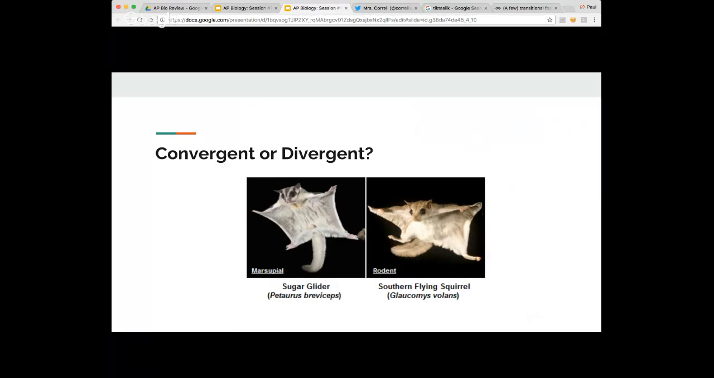All right, so if you have said that this is convergent evolution, you are correct. Even though these two organisms look so similar and they've both developed these wing flaps to help them glide along, they use the same mechanism, but they are not closely related. Marsupials and rodents are really not that close. It was just that the skin flap thing showed up twice because it was so awesome, and these animals live in completely different places. They've never even met each other.